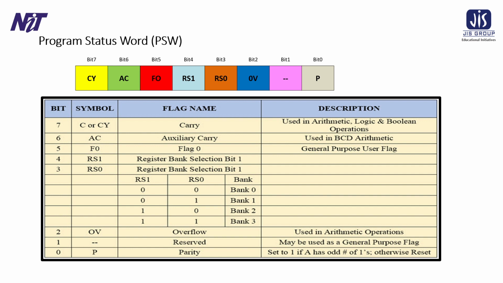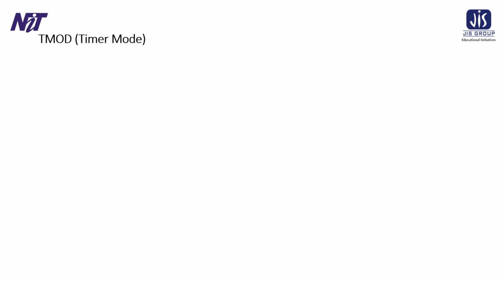OV stands for the overflow, used in arithmetic operations. P stands for the parity. Set to 1 if A has an odd number of ones. After the result, if I check and there is an odd number of ones present in the accumulator, the total number of ones is odd, then the parity flag is set, otherwise reset.